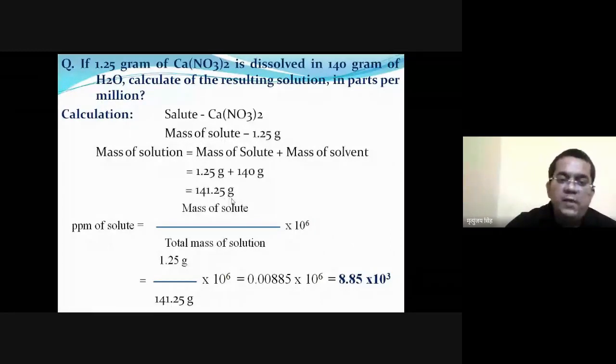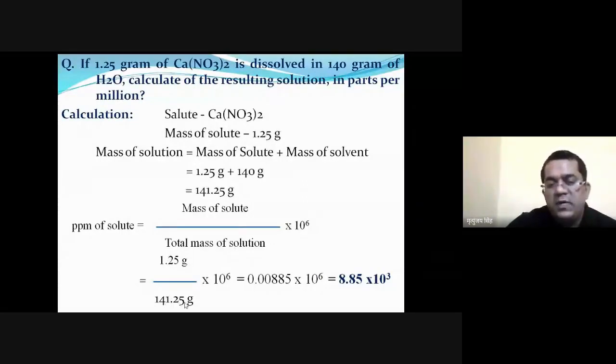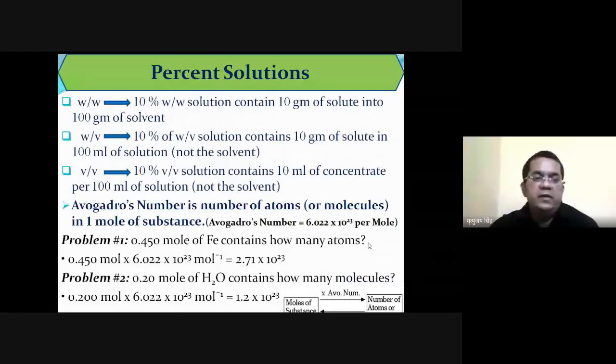To calculate ppm of solute, you use this equation: mass of solute upon total mass of solution multiplied by 10 to the power 6. Mass of solute is 1.25 gram and total mass of solution is 141.25 gram. Multiply by 10 to the power 6, you get this value, and you can show your value as 8.85 into 10 to the power 6. Percent solutions were already discussed.